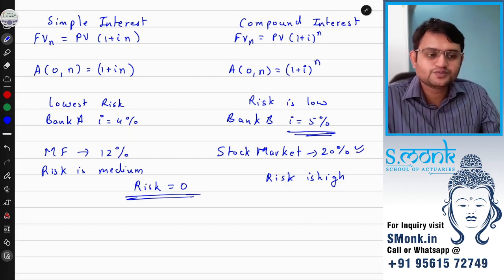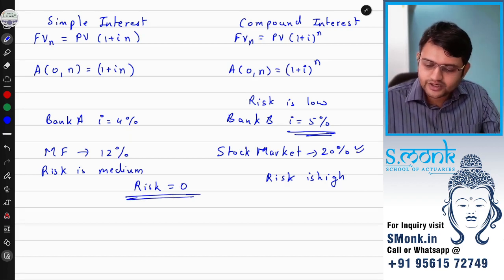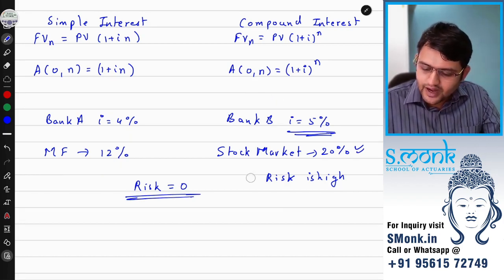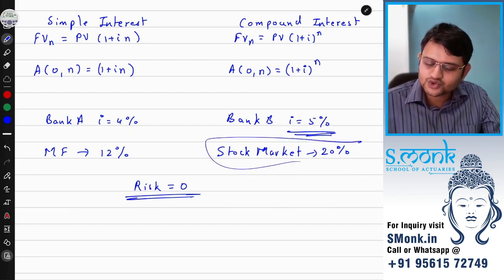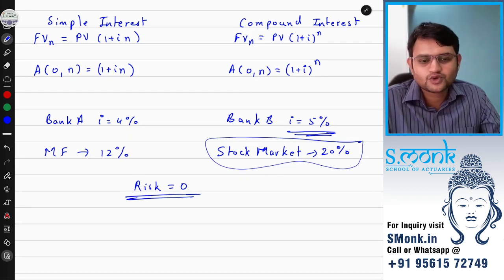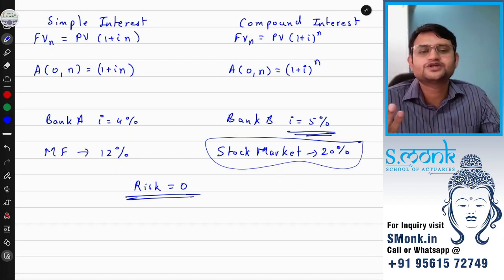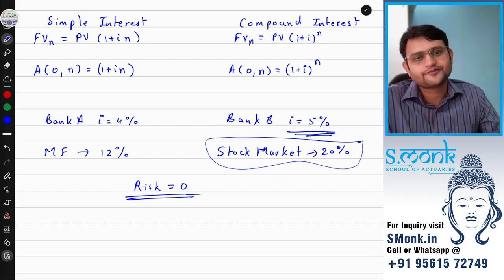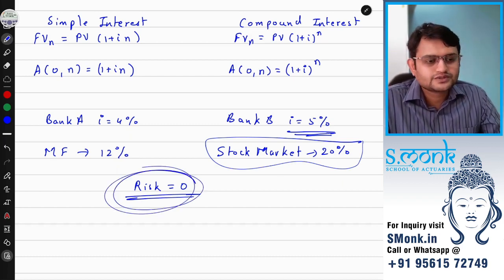So if we assume that we have no risk, if there is no risk here, here, here, and here, clearly everybody is going to choose stock market because it has the highest returns. It's as simple as that. So if I offer you different rates of interest, you will always choose the highest rate of interest if the level of the risk is same. Here we are assuming zero risk, so definitely you will go for the highest returns.